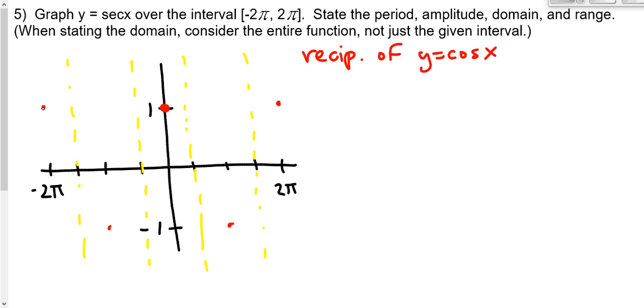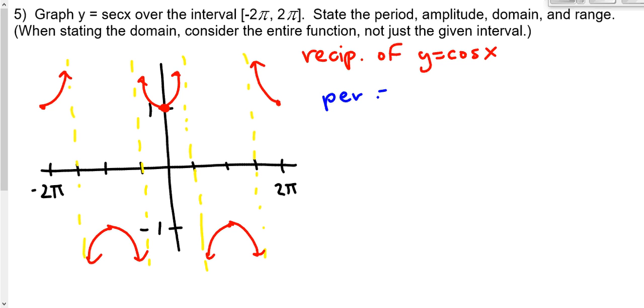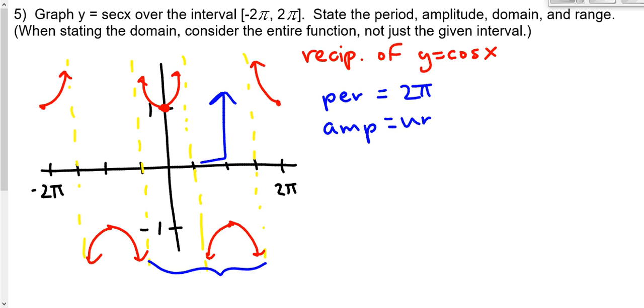And then just like the cosecant graph, we have curves going up and curves going down, alternating. If you have to make half a curve on the end because you're not supposed to go beyond 2 pi, that is okay. Okay, for the period, the width of one cycle would have one curve going up and one curve going down, so that would be 2 pi. For the amplitude, the distance from the center to the top, well, there is no top, so just like tangent and cosecant, the amplitude is undefined.